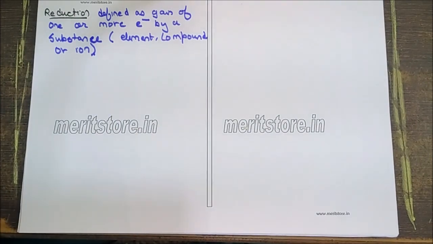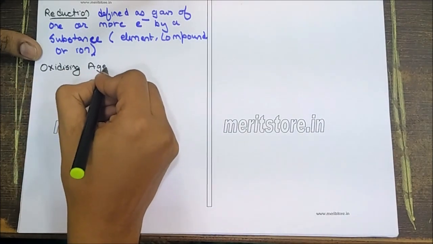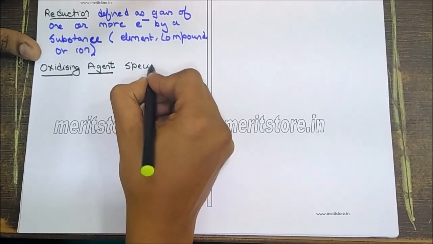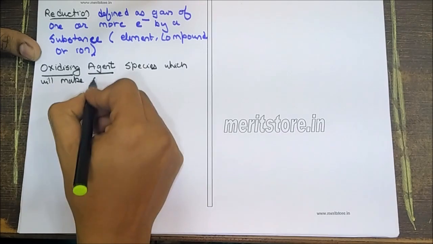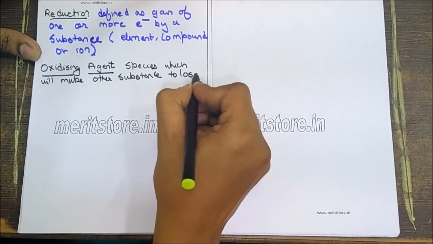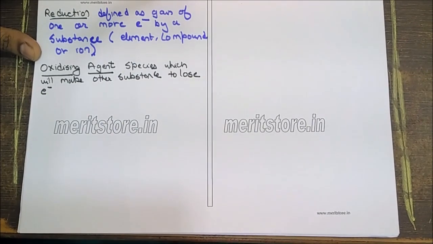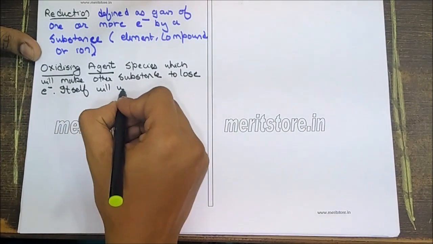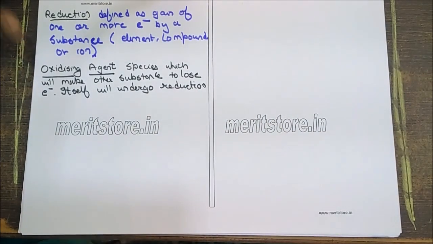Now let us understand what is called as an oxidizing agent. An oxidizing agent is defined as that species which will make other substance to lose electrons. That means it is oxidizing other substances, which means it itself will undergo reduction.